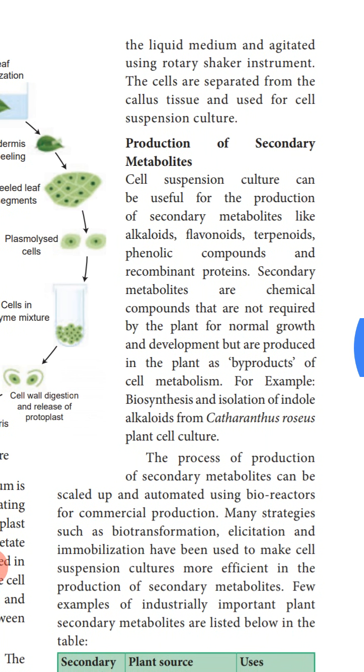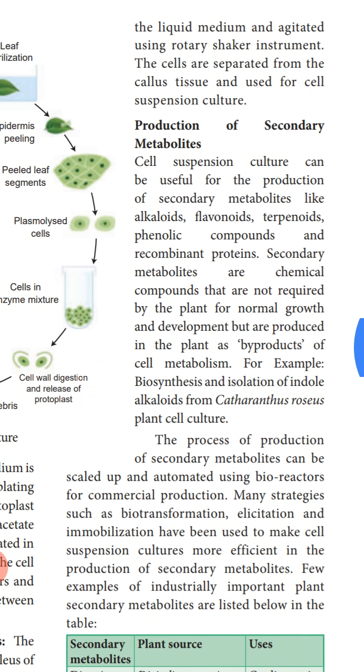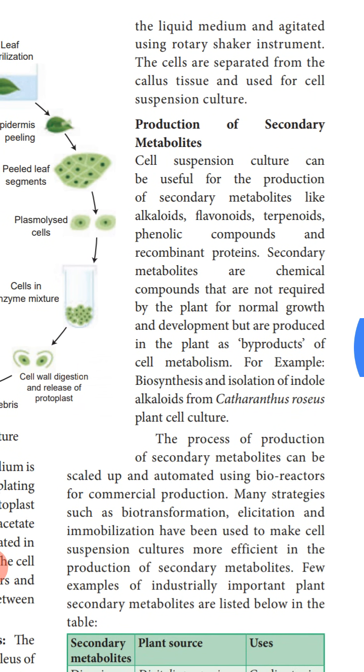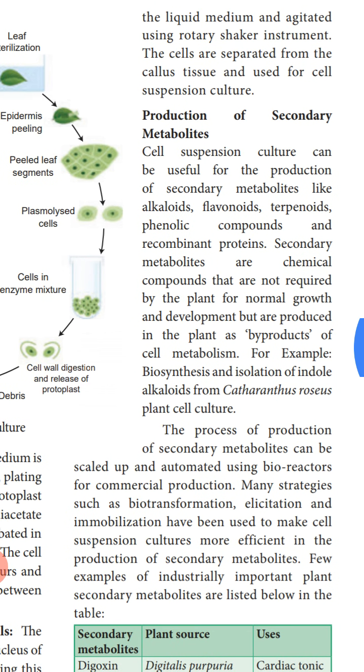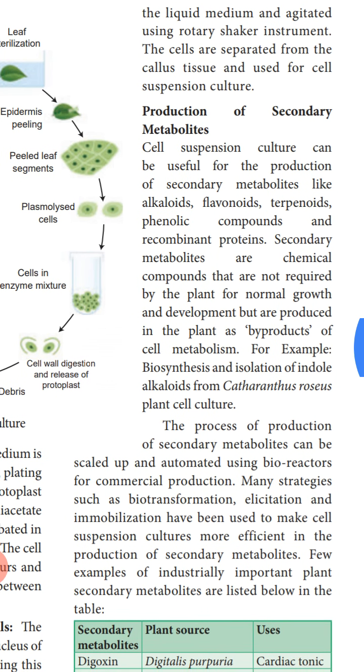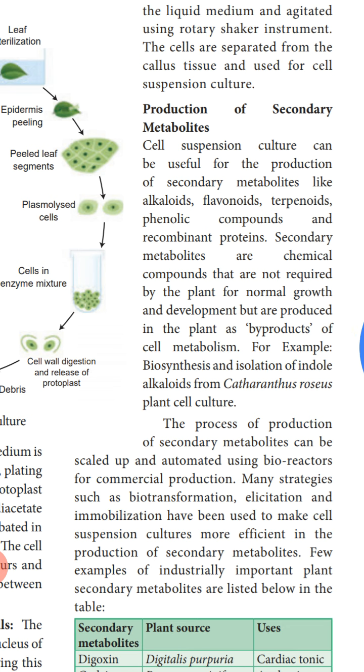in the liquid medium and agitated using a rotary shaker. The callus is transferred to this liquid medium and shaken vigorously. So here what will happen? From the callus the cells will be separated out. So here the cells are separated from the callus tissue and they are used for the cell suspension culture.